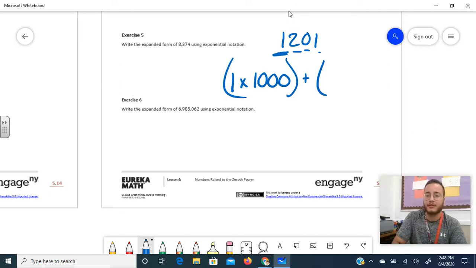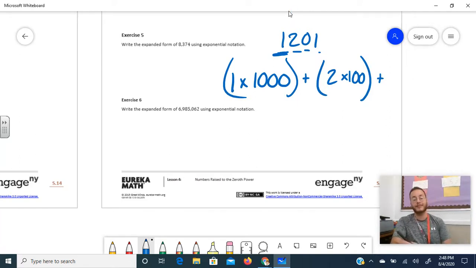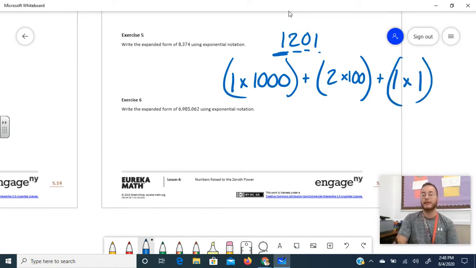plus that 2 is in the hundreds place, so times 100, plus that 0 is in the tens place, but because it's 0 times something, I don't have to put it there. And then I have 1 times 1, because that gives me the ones in the ones place. But instead, they want you to put it in exponential notation. I have 1,000. What is 1,000 in exponential notation?